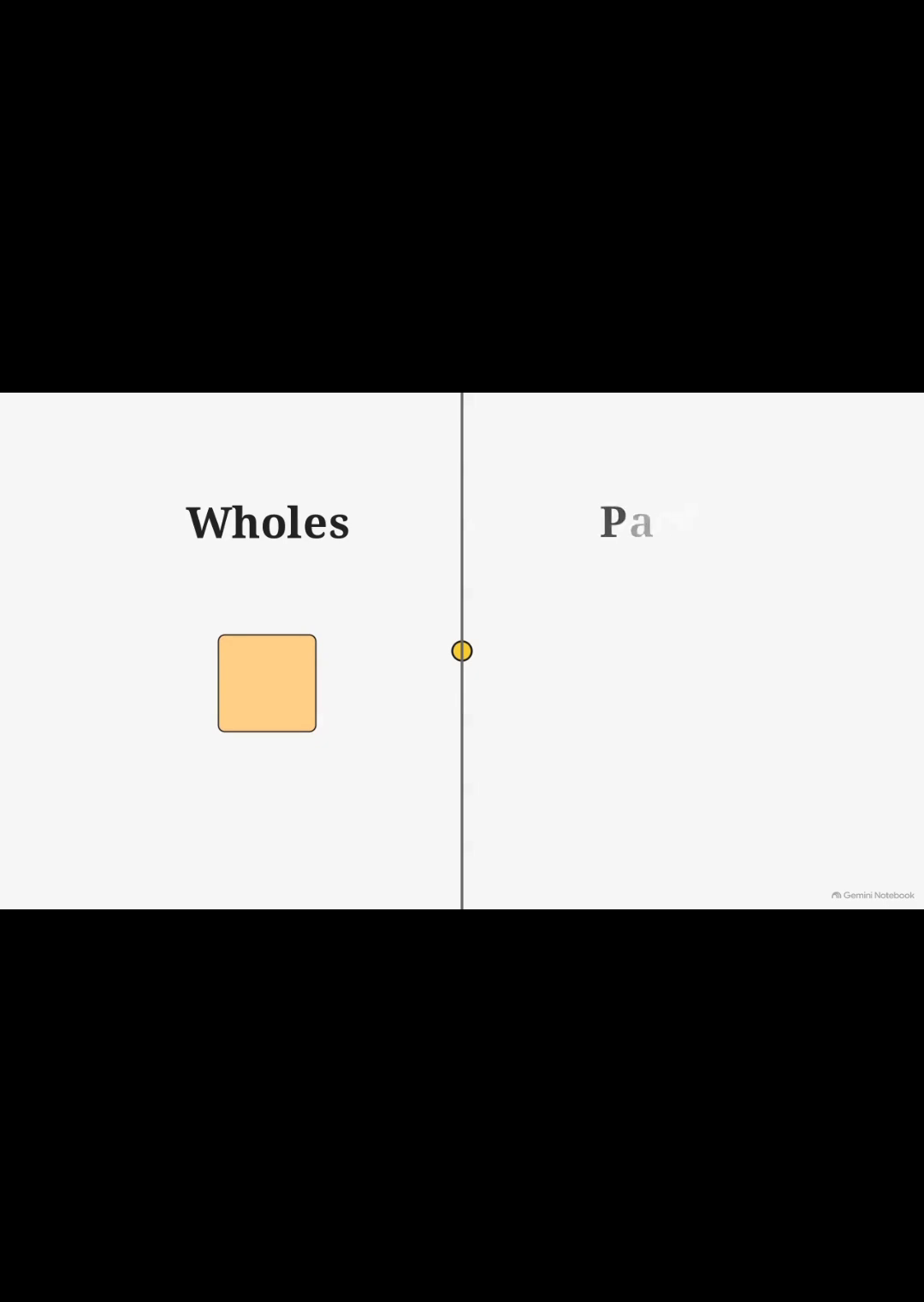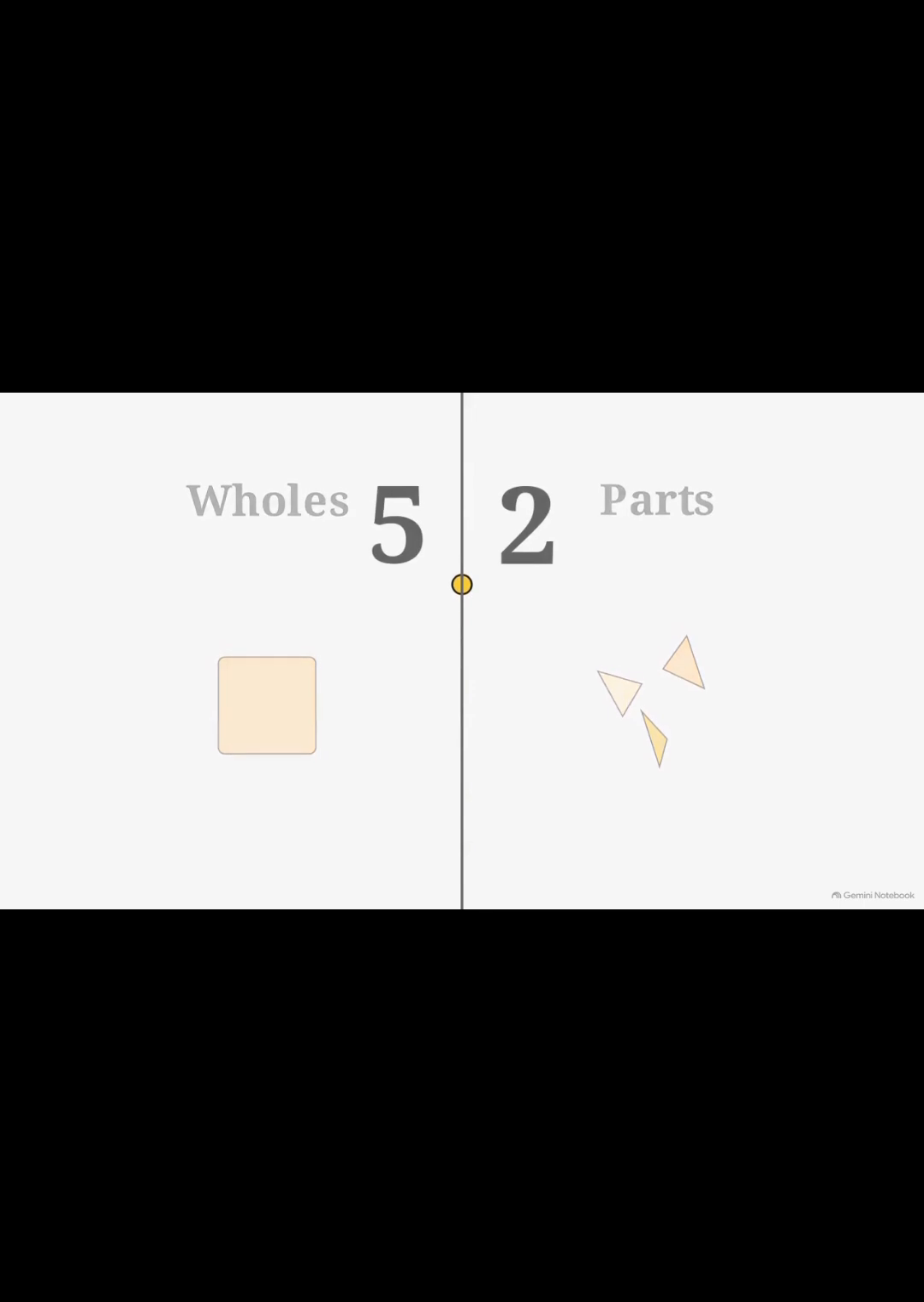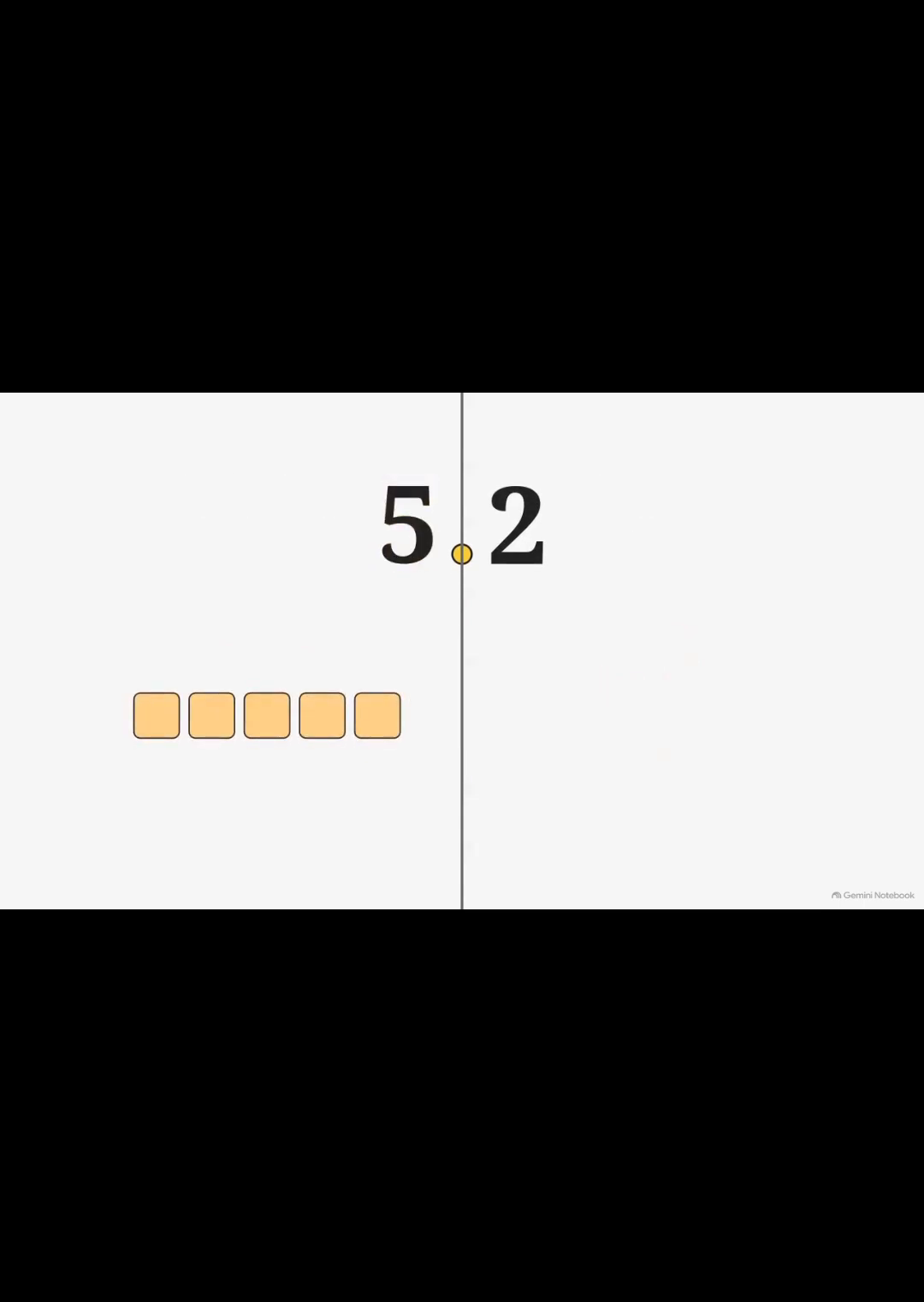Look at the number 5.2. The geography is simple. The 5 sits on the left side of the dot, meaning we have 5 whole parts. The 2 sits on the right side, representing a fraction of a whole. That single dot dictates whether you are dealing with a complete entity or merely a fraction of one.